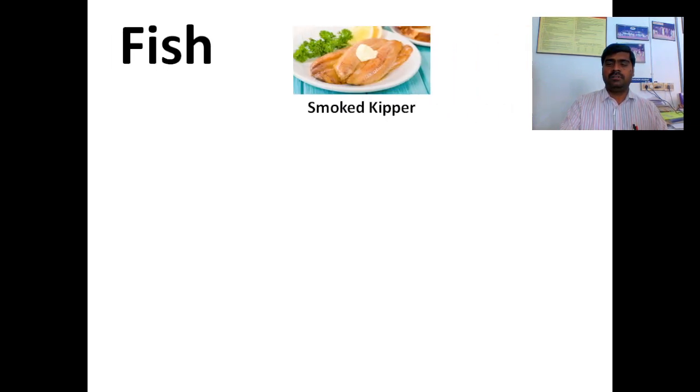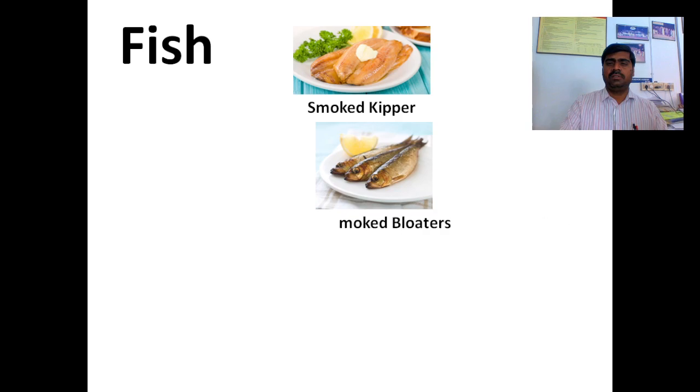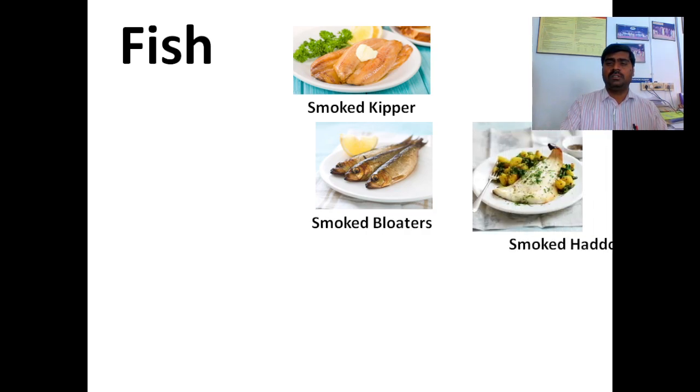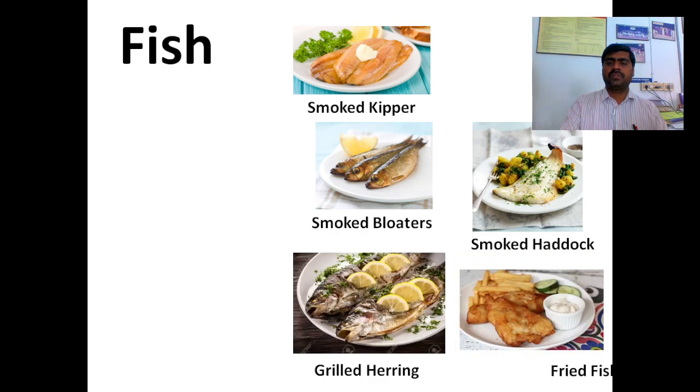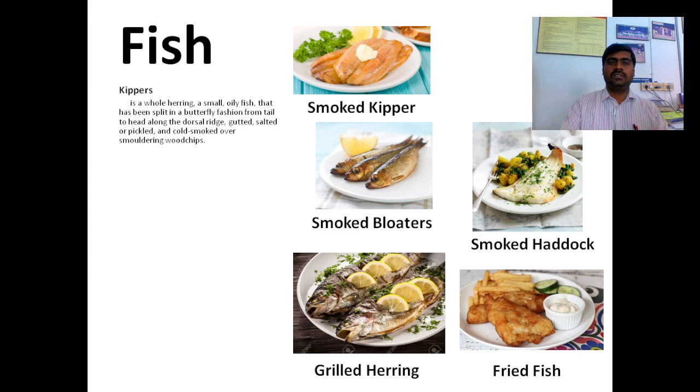Next one is fish. We have smoked kipper, we have smoked bloaters, we have smoked haddock, we have grilled herring, we have fried fish. Kipper is a whole herring, a small oily fish that has been split in a butterfly fashion from tail to head along the dorsal ridge, gutted, salted or pickled and cold smoked over smoldering wood chips.